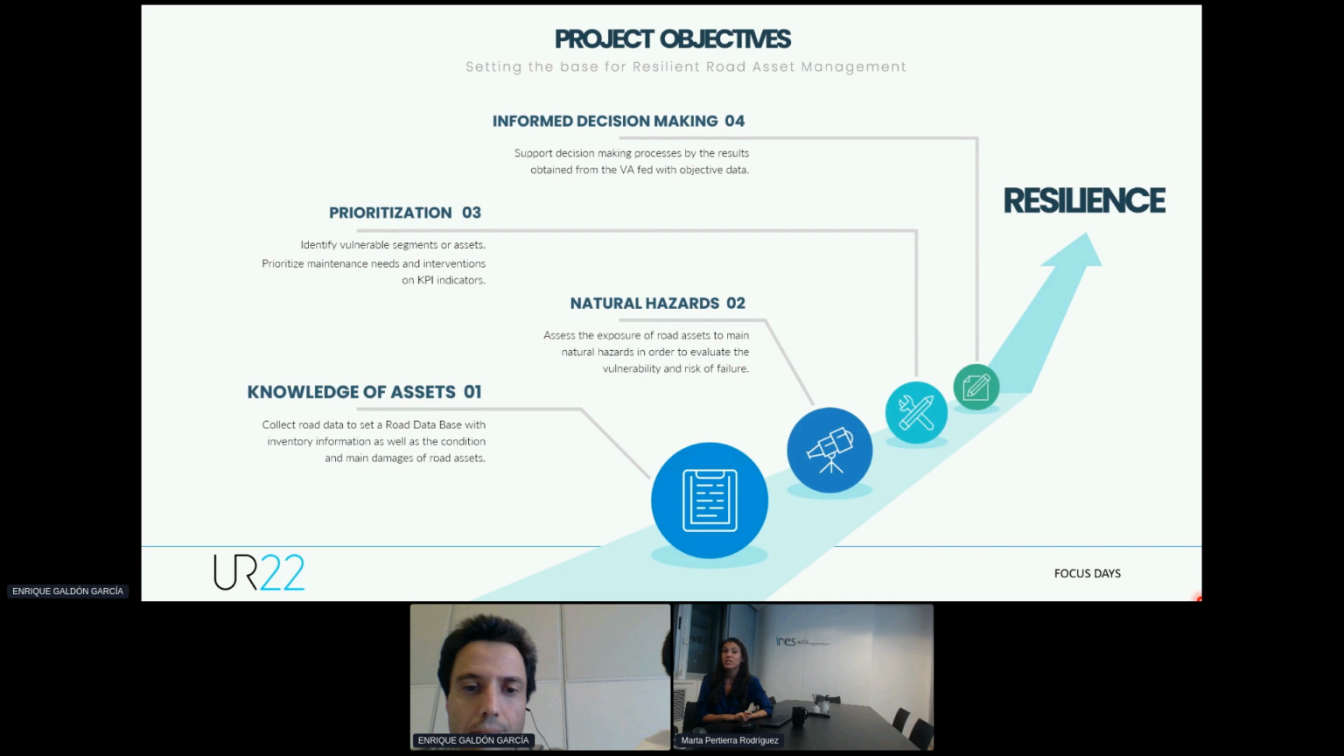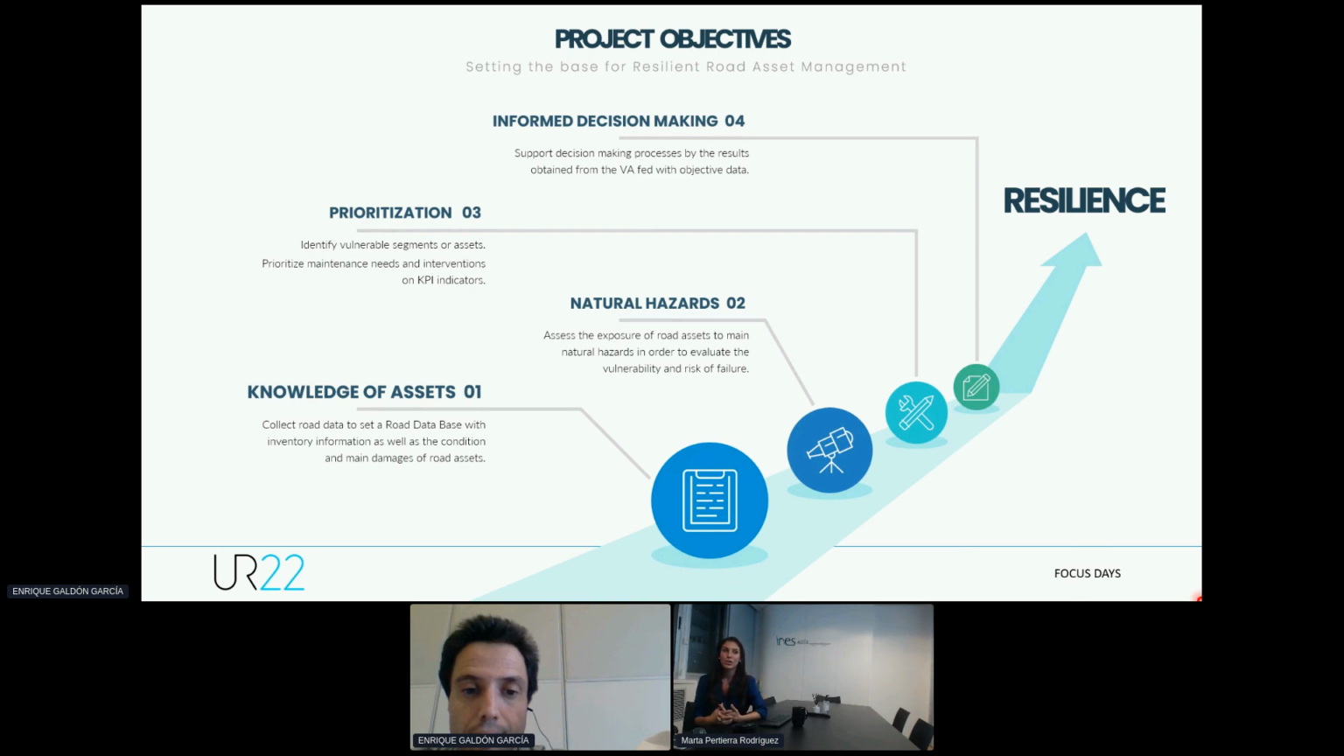This is very important because at the end of the day, as you are going to see in the following slides, all the methodology for the vulnerability assessment relies on indicators, and one of them is the condition of the asset that is going to impact in the sensitivity of the asset and finally in the vulnerability. So the first objective is to improve the knowledge of assets that we have to manage.